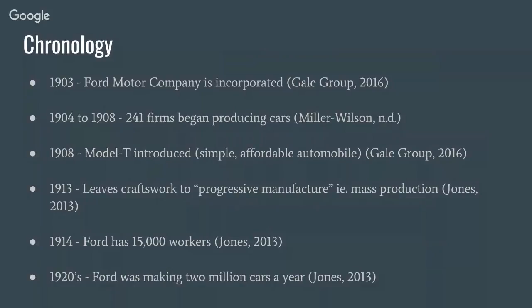It is important to note that between 1904 and 1908, 241 firms began producing cars for the American consumer. However, in 1908, Ford began producing the Model T with the goal of being simple and affordable. Ford was trying to provide a vehicle that was not for luxury in the city, but a vehicle for the average American. In 1913, Ford Motor Company leaves the craftswork small batch technology and introduces progressive manufacturing or mass production.